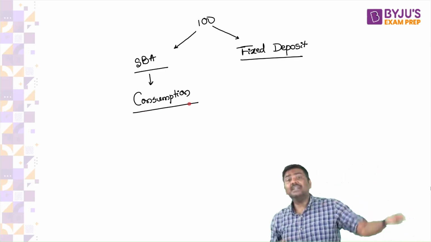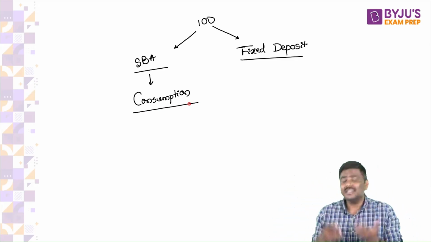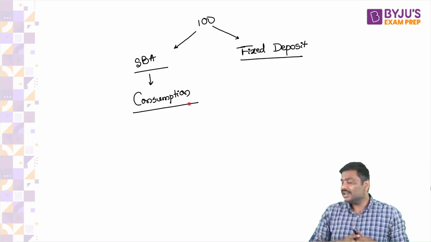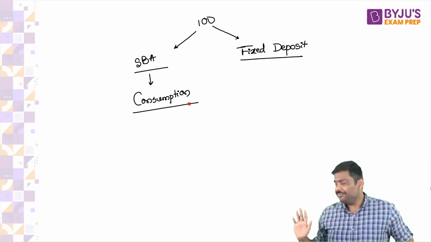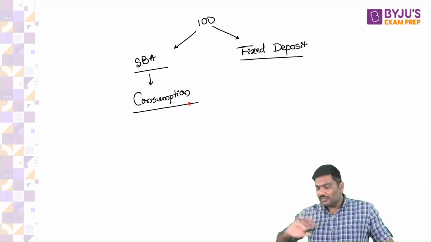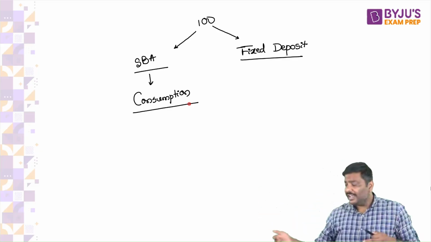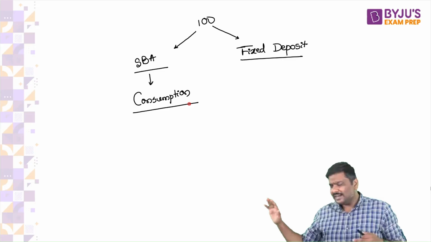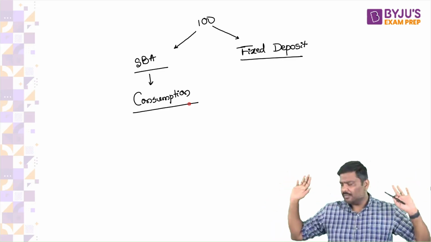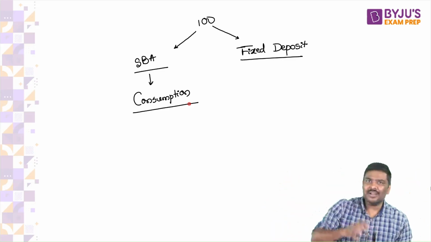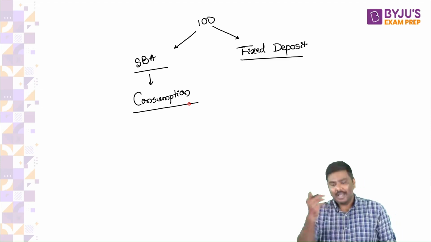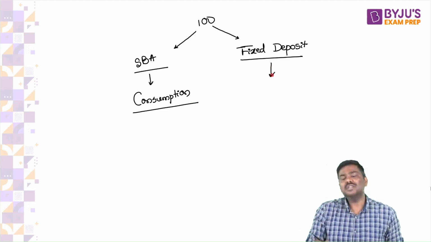Correct or not? You have kept this 100 rupees not in an FD but in a savings bank account. What is the reason? You will say, sir, I want to withdraw at any point of time. I don't want to wait. I don't want to close the FD. I don't want to do all of that. I want it at any point of time. That is the reason I'll keep it in the savings bank account.